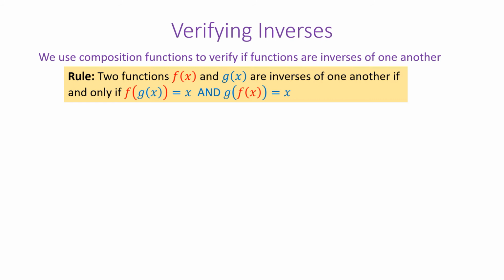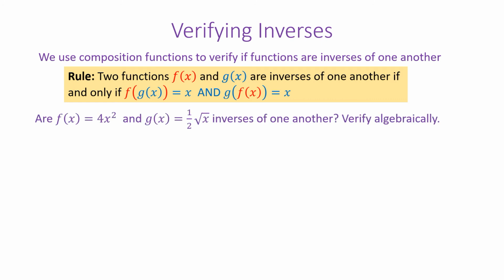All right, let's do an example. F of x equals 4x squared, g of x equals 1/2 times the square root of x. Are they inverses of one another? Verify algebraically. Guess what, guys? When you see this question on your test, you can't just say yes or no. Even if you're right, you're not going to get hardly any credit. I bet you don't get any credit. You've got to show that you know composition functions are used.